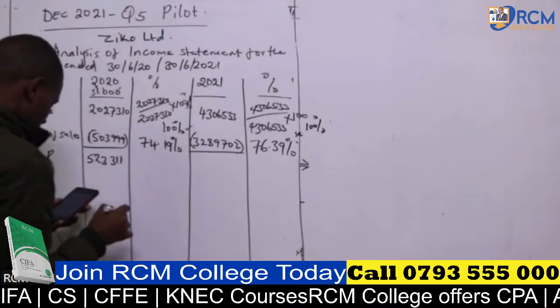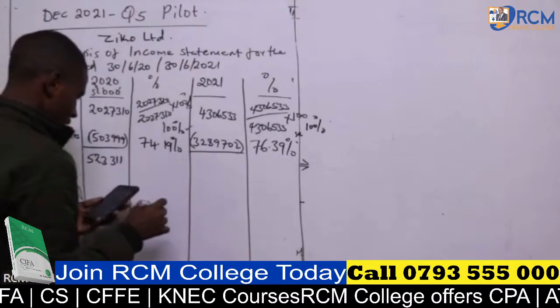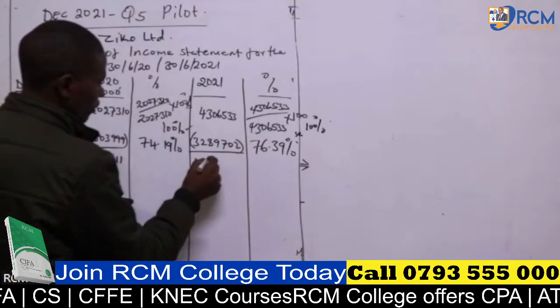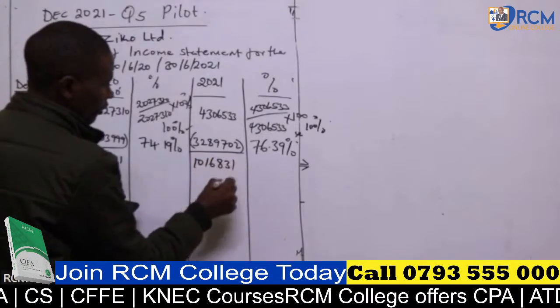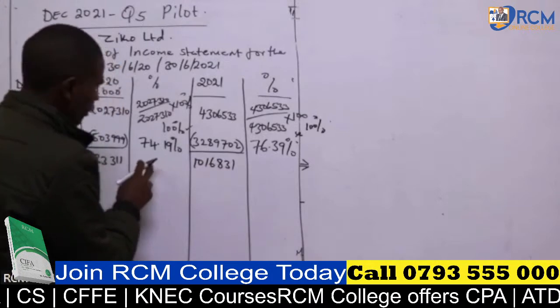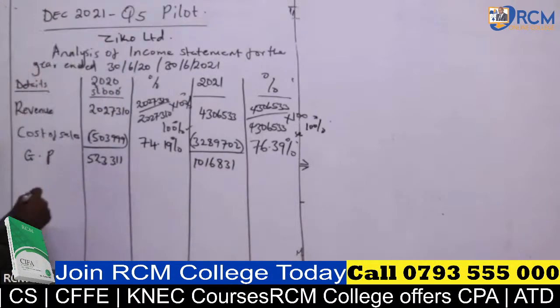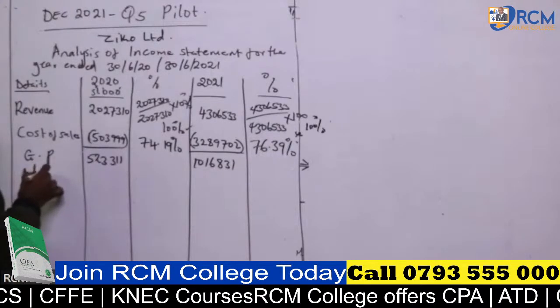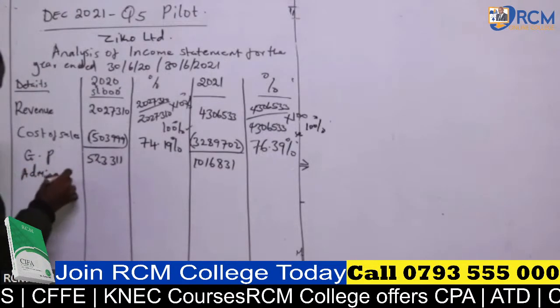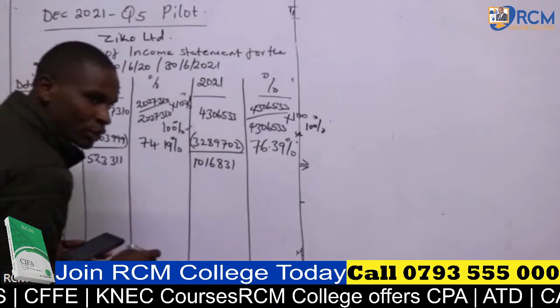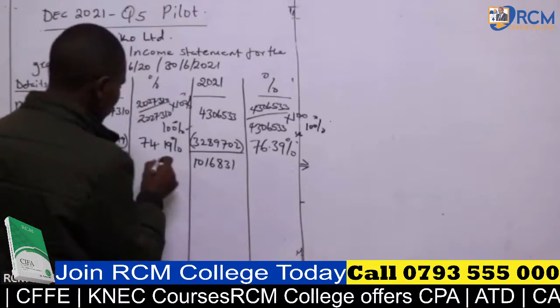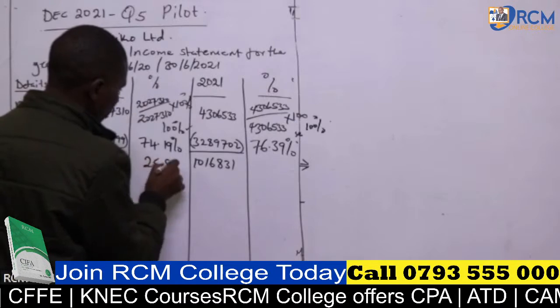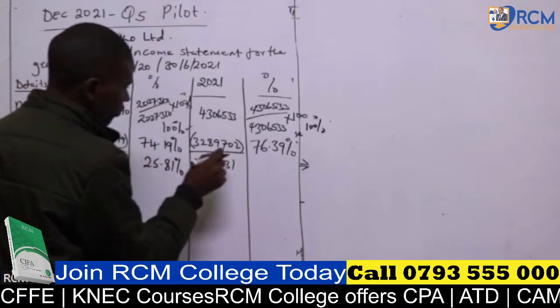523,311. Then 1016,831. Gross profit ya hapa ni ngapi? Ya 2021. Gross profit. Before we move to admin expenses. Admin expenses. 25.81. Thank you very much. 25.81. I like this. So you are bright.